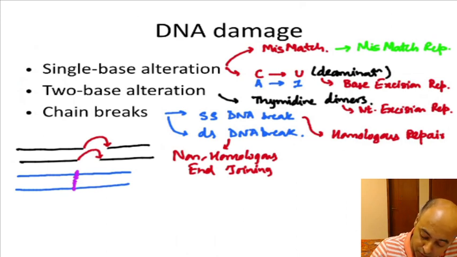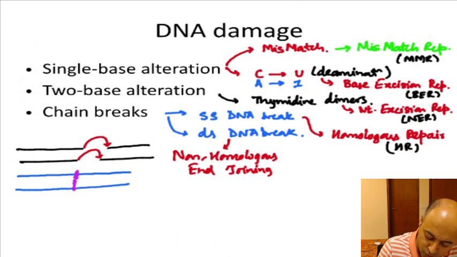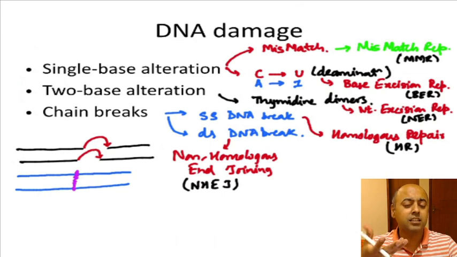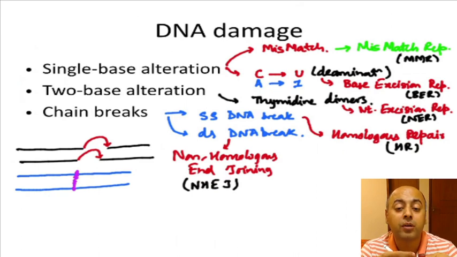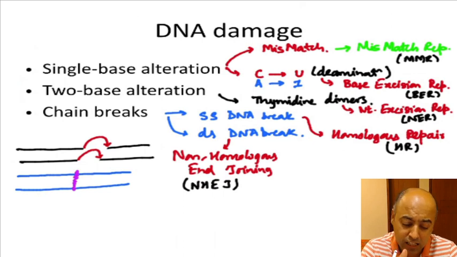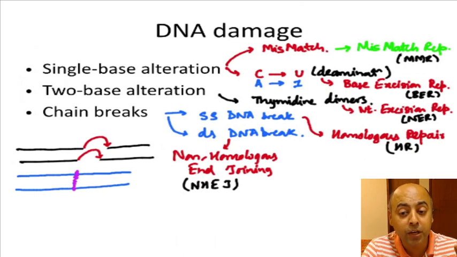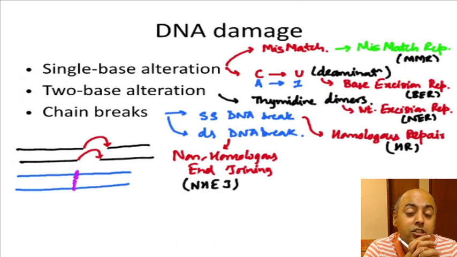So we write the mismatch repair as MMR, the base excision repair as BER, the nucleotide excision repair as NER, homologous repair as HR, and non-homologous end joining as NHEJ. Just like any other mechanism in our body, sometimes one or more of these repair mechanisms may not be working properly. They may be defective. In this case, they are going to result in some disease because some damage is occurring in the DNA, but we are not able to repair it.